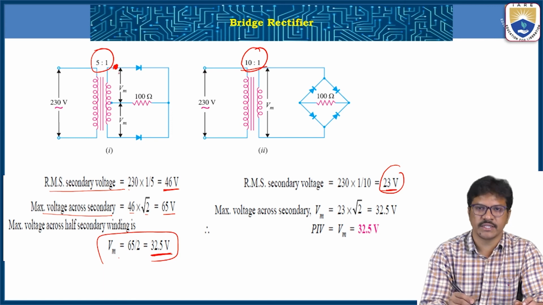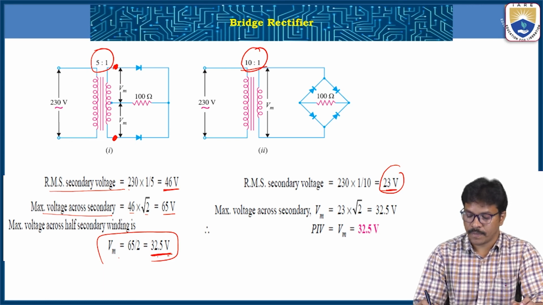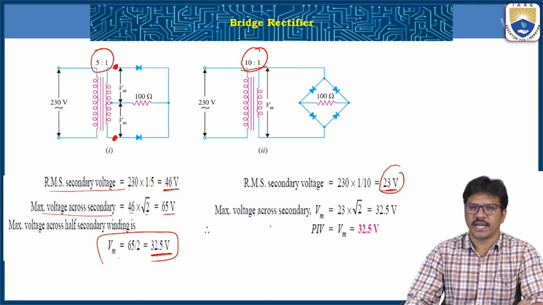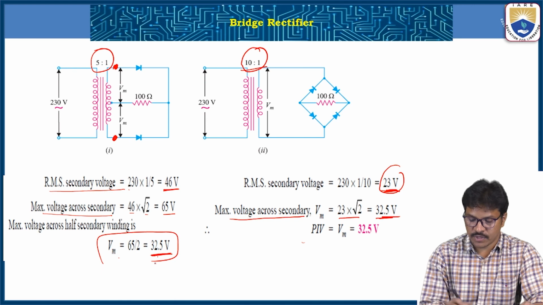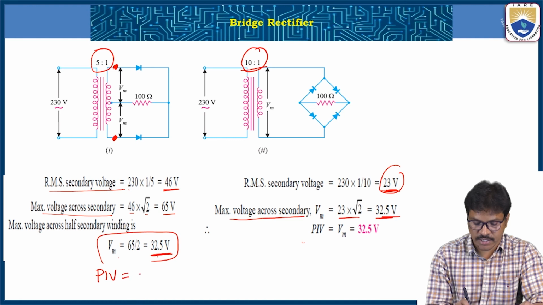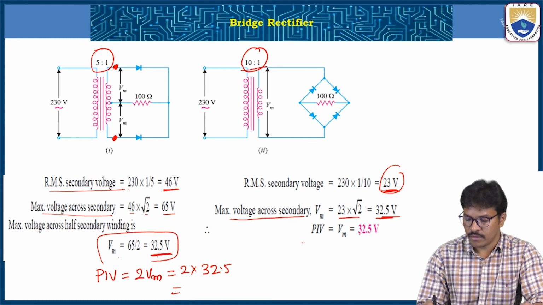Maximum voltage across these two nodes is 32.5. Similarly, on the bridge rectifier side, what is the maximum voltage across the secondary? Vm is equal to 23 into root 2, you will get 32.5. Okay. So what is the peak inverse voltage now? Here the peak inverse voltage is 2 Vm, 2 into 32.5, whereas in the bridge rectifier the peak inverse voltage is Vm only, 32.5.